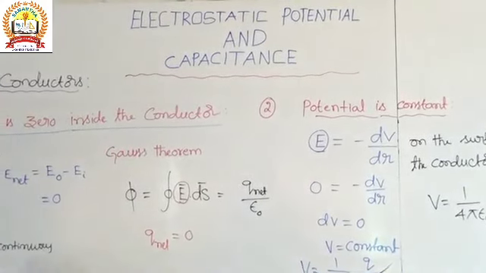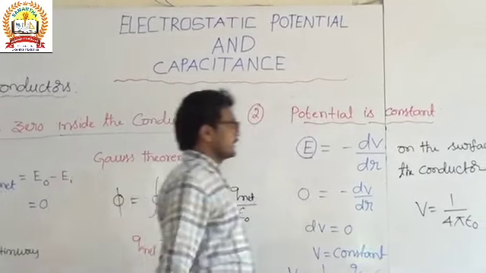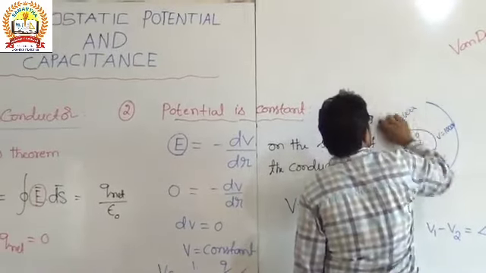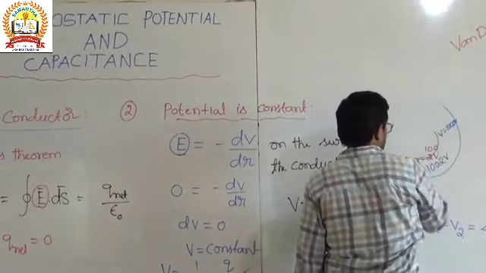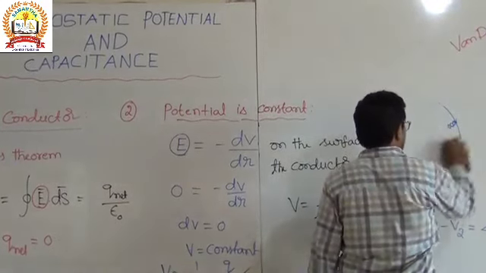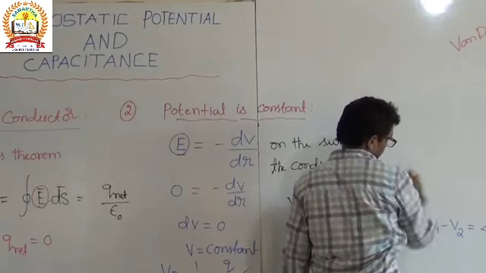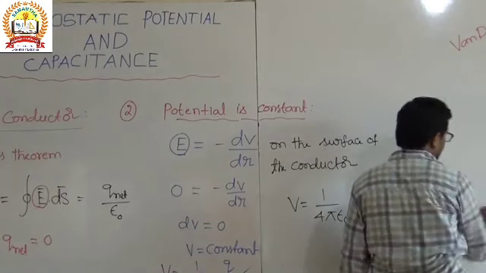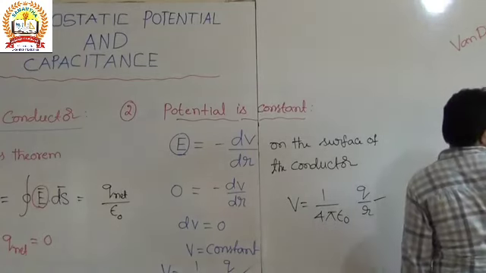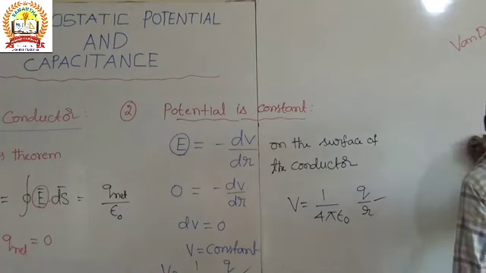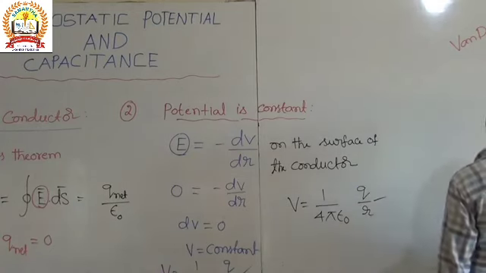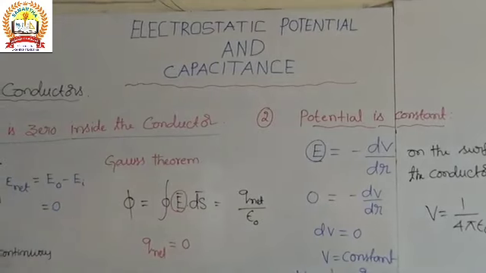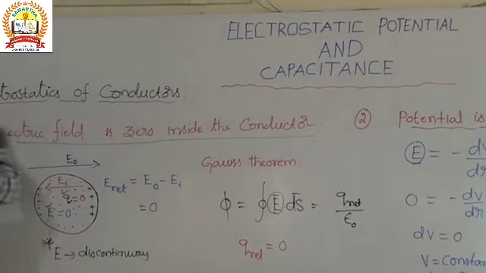The third point, in electrostatics of conductors: this will be used for electrostatic shielding, and that's why we have it. First one.